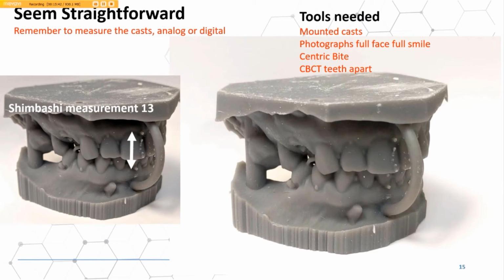Other cases often seem straightforward. The patient exhibits a repeatable bite. The patient has many teeth that are interdigitating. However, upon immediate review in the laboratory, a Shimbashi measurement of only 13, meaning we will not have enough room for materials with just extractions and some bone reduction.